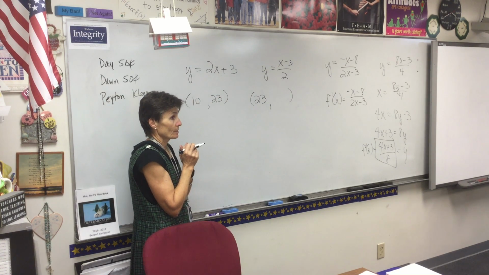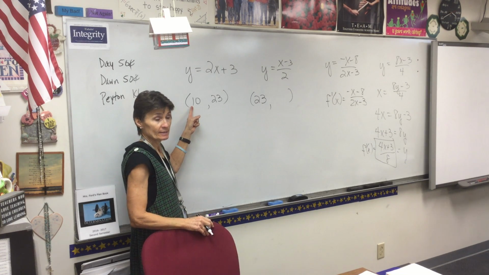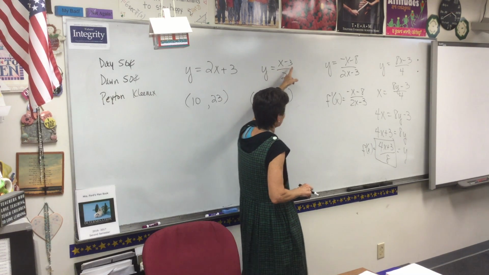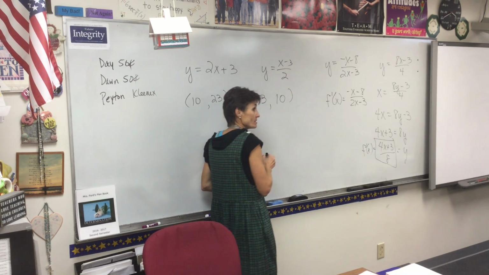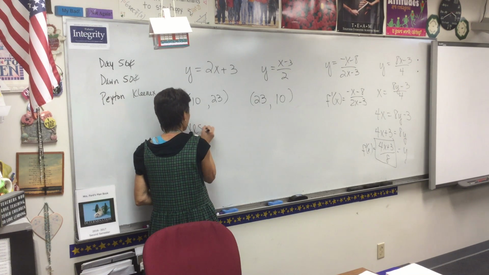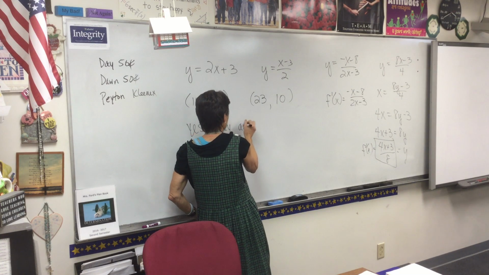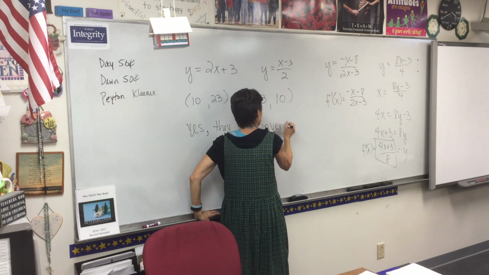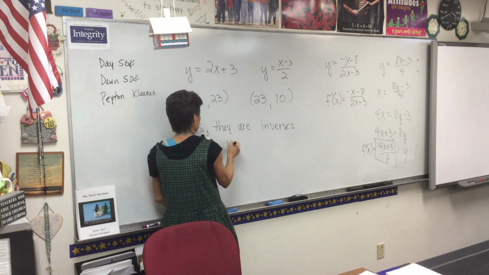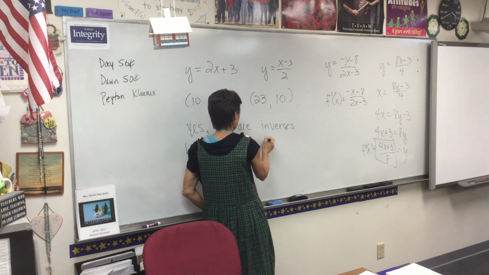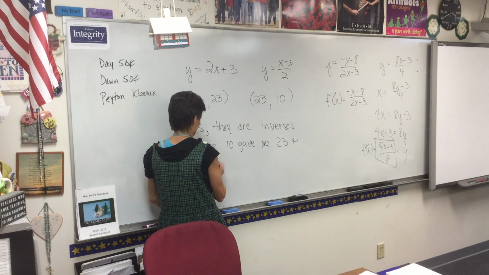So then step over here to your second equation and put 23 in for the x. And you end up getting 10. And if they're inverses, you will get 10. Well, do we? 23 minus 3 is 20, divided by 2, 10. Are they inverses? Yes. Why? Yes, they are inverses because 10 gave me 23 and then 23 gave me 10.